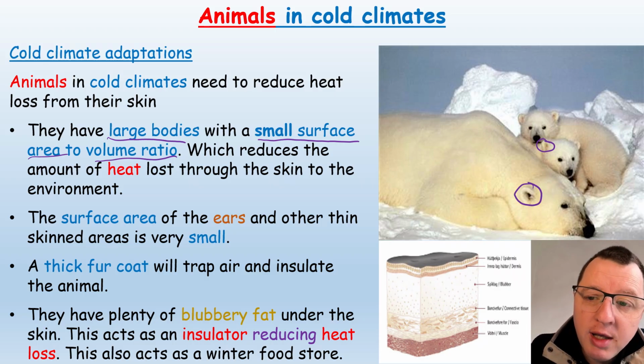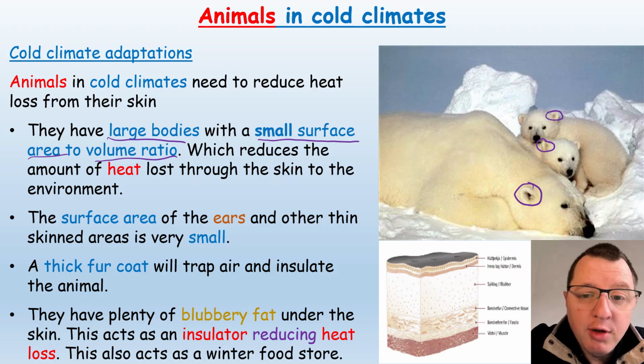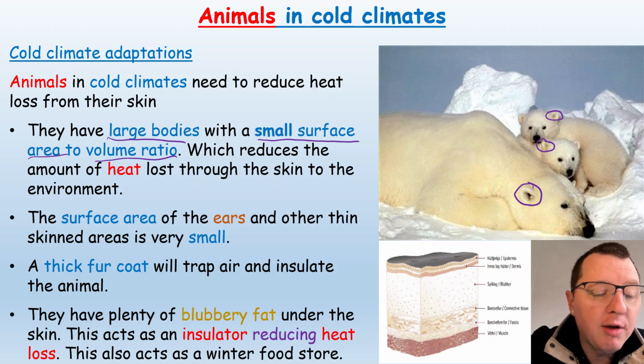So if you look at the ears of the polar bear and you compare them to animals that live in hot climates, you'll have very small ears, and again this reduces the surface area and reduces therefore heat loss. And they will have a thick fur coat which will trap air. Now remember, trapped air is an insulator and will therefore reduce heat loss and keep you warm.